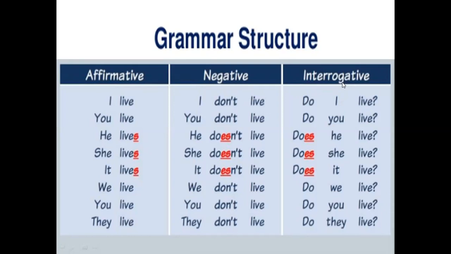Interrogative, or the yes or no question. Again, we have to put the auxiliary verbs do and does first, and then the pronouns and the verb. Okay, do I live? Do you live? Does he live? Does she live? Does it live? Okay, so again, does, no s here. So take note of that.